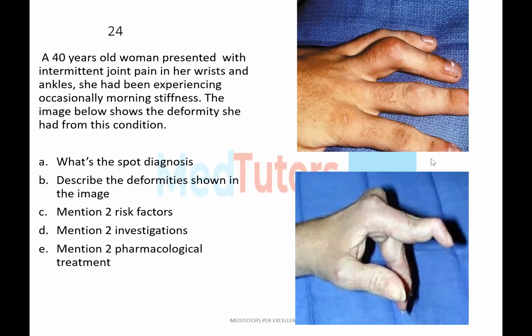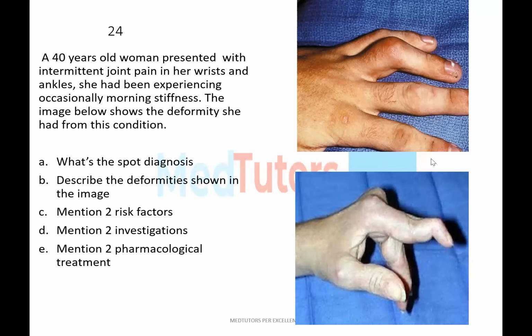Rheumatoid arthritis. So the deformities that you can see: swan neck deformity, where I said the other time that there is flexion of the distal PIP, but boutonniere deformity is causing flexion at the what? At the PIP. So those are the two deformities there.